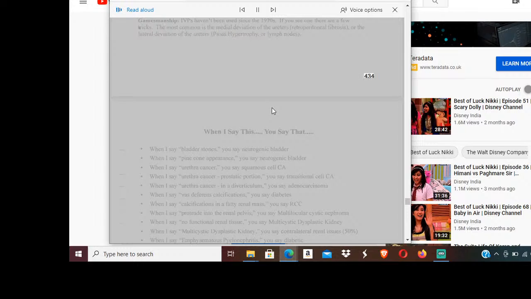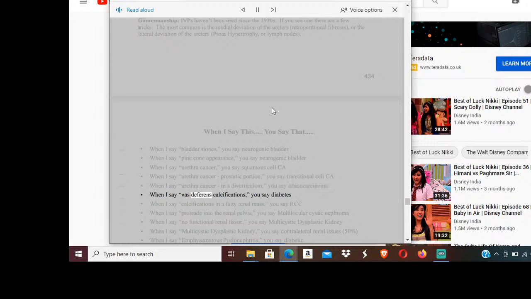When I say this, you say that. When I say bladder stones, you say neurogenic bladder. When I say pine cone appearance, you say neurogenic bladder. When I say urethra cancer, you say squamous cell CA. When I say urethra cancer, prostatic portion, you say transitional cell CA. When I say urethra cancer in a diverticulum, you say adenocarcinoma.